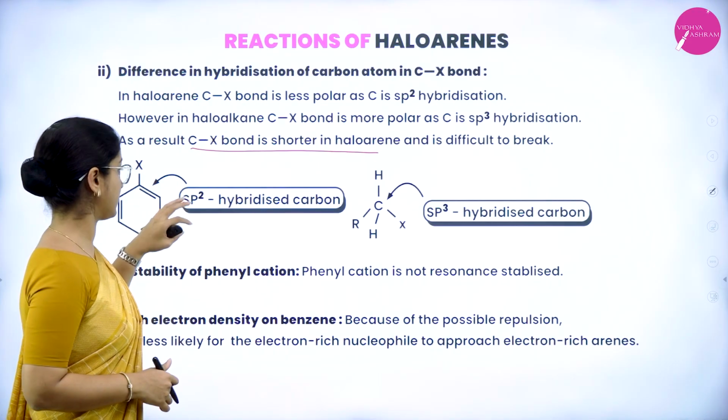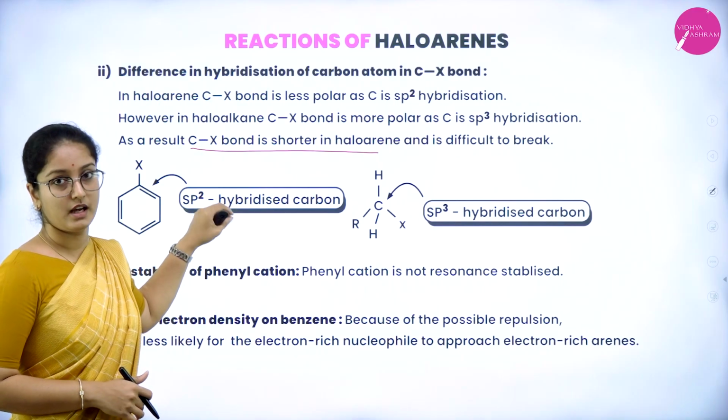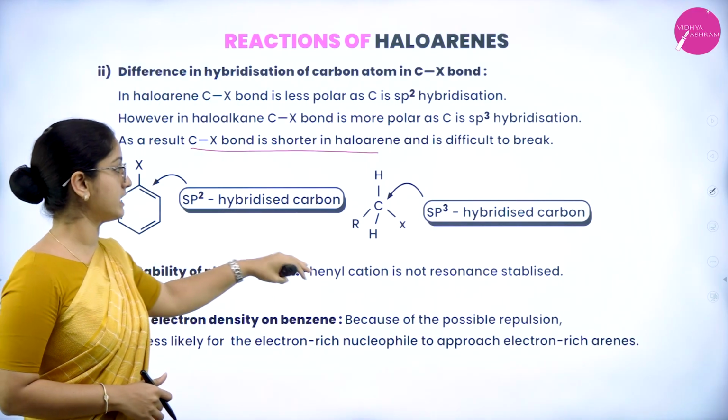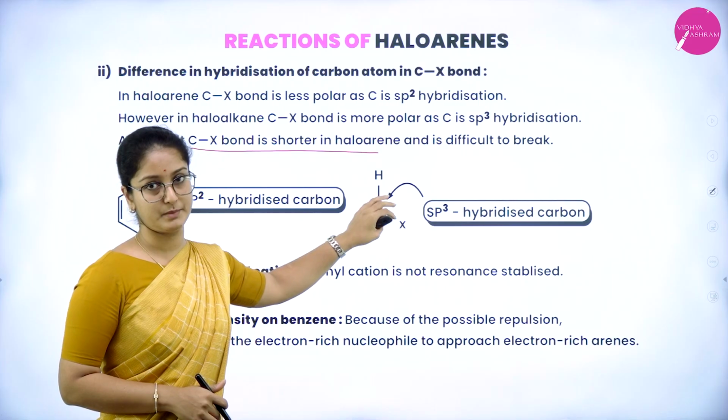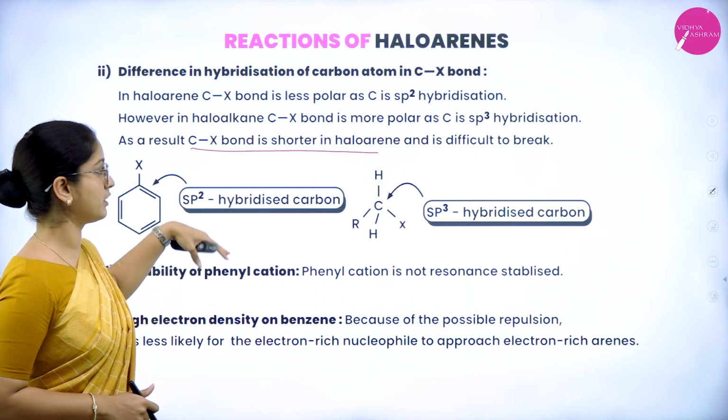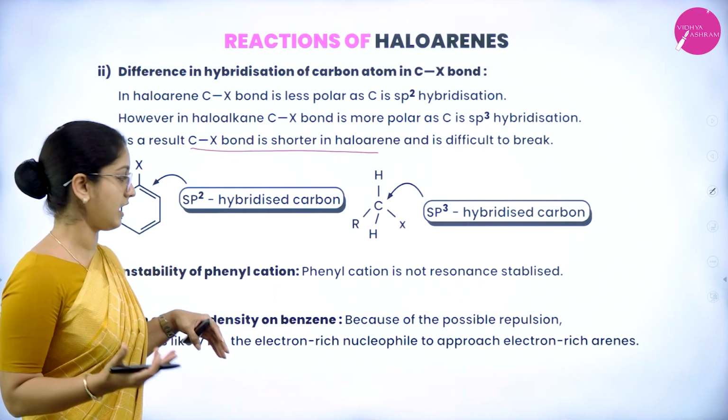So it shows that carbon in sp2 hybridization is going to be less polar, and carbon in sp3 hybridization will be highly polar. Therefore, it becomes very difficult to break the bond between carbon and halogen.